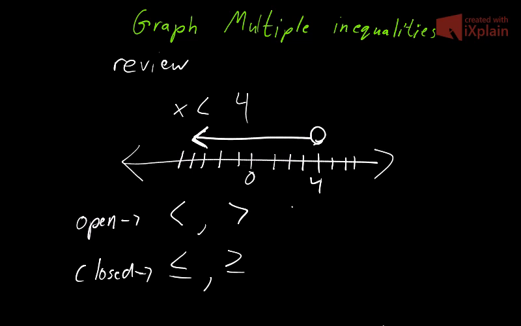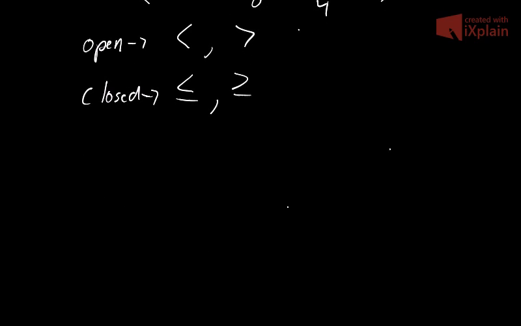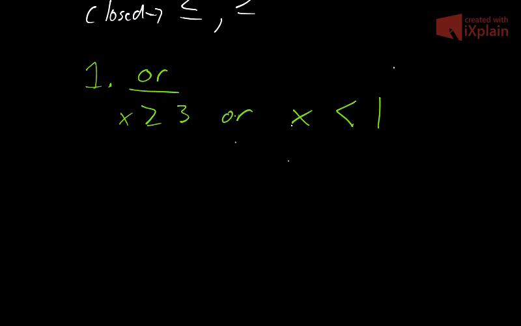So that's not too bad, but what we're going to do today is graph multiple of them. There are really two different things that could happen. The first one is if I have an OR, and this would look like x is greater than or equal to 3, or x is less than 1. So let's look at what this is. I can graph both of these on a number line.